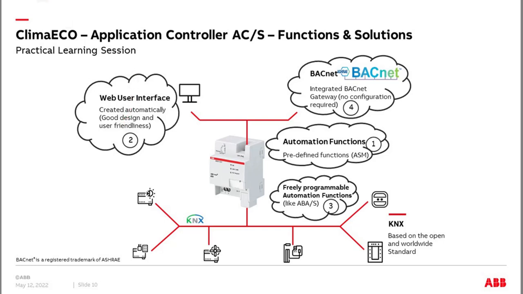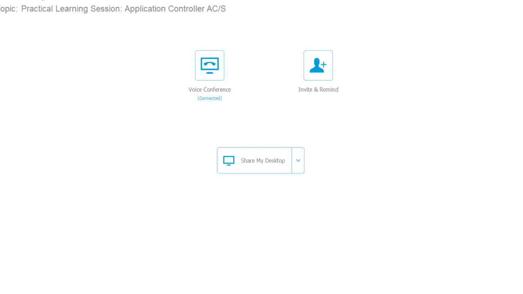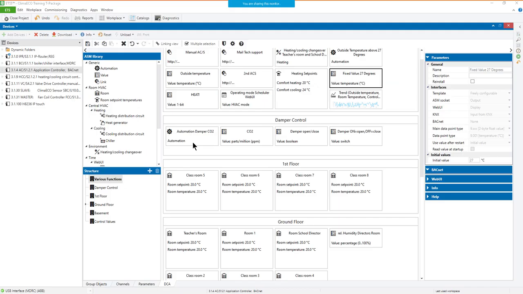So for this purpose, I share my desktop. I would like to start, first of all, with some information about the component within the ETS. It's important to understand because it's a bit different. First of all, I'm not now in the normal parameter environment. I'm in the so-called DCA. You see it here in the middle on the bottom.